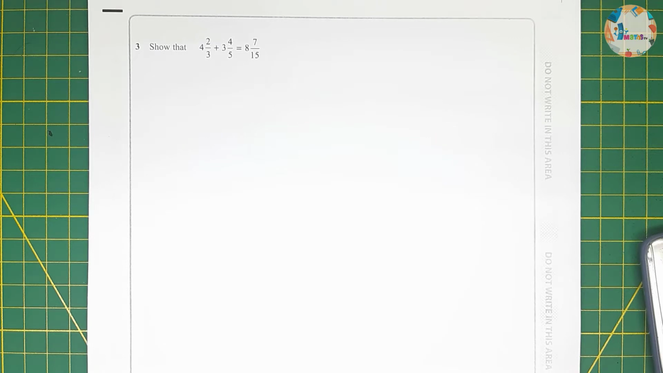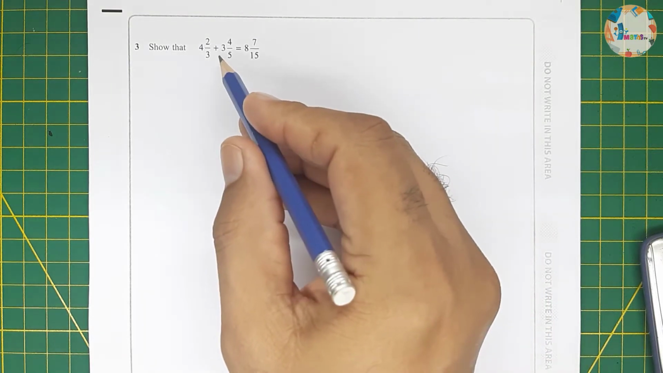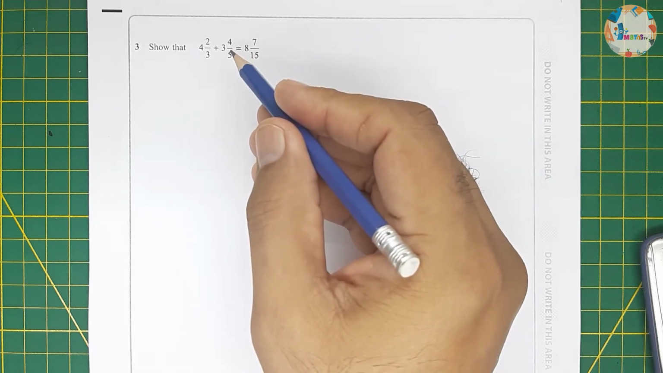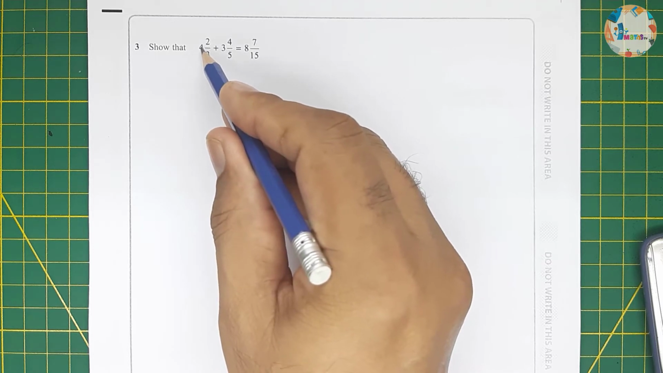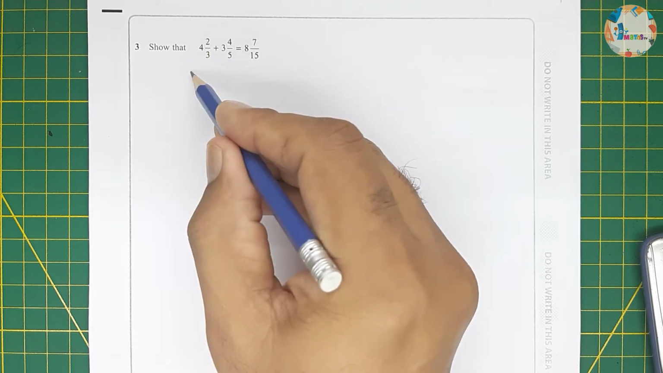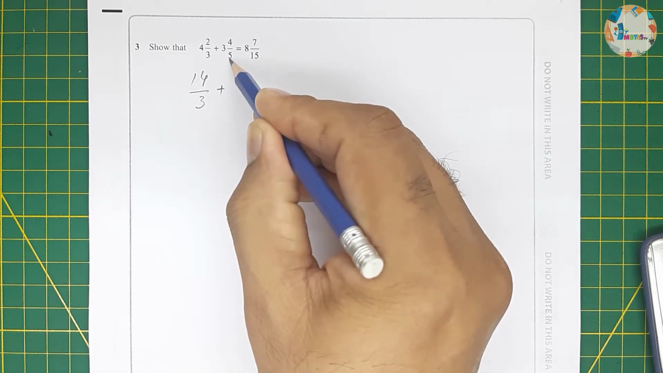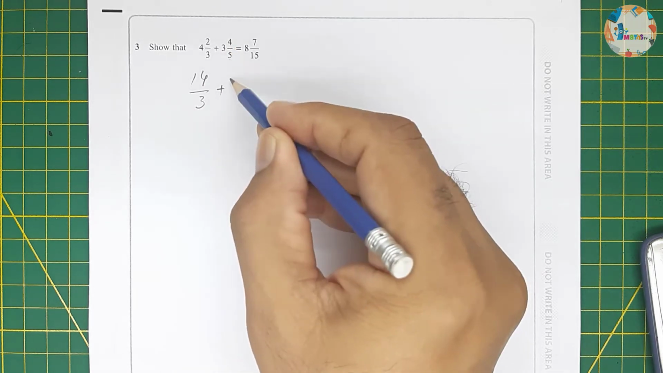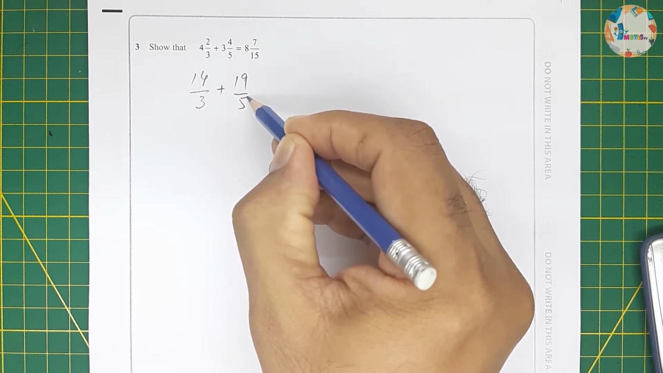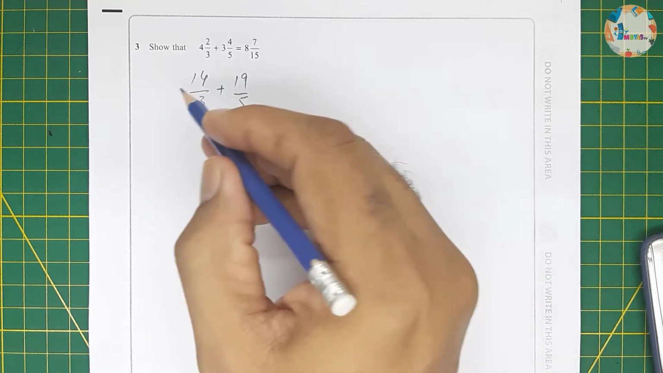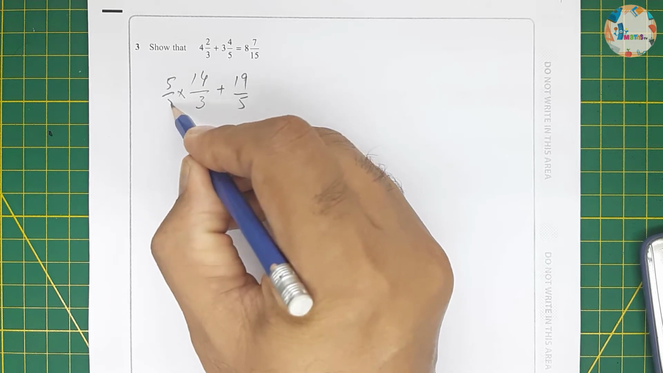Question number 3. We'll have to show this. This is basically a fractions question. Mixed fractions are given, so we can change them into improper fractions. So 4 3s are 12, 12 plus 2 will be 14. So 14 by 3 plus this: 5 3s are 15, 15 plus 4 will be 19. So 19 by 5.